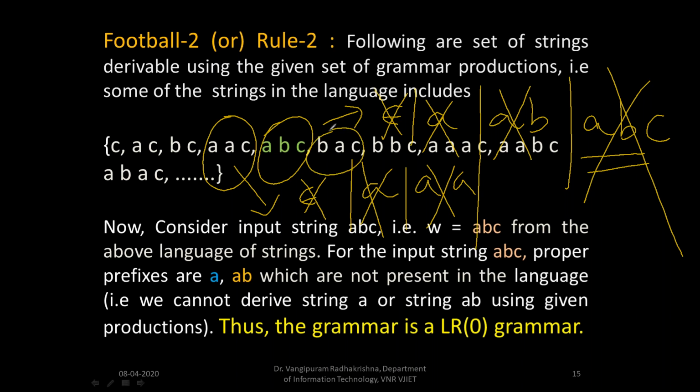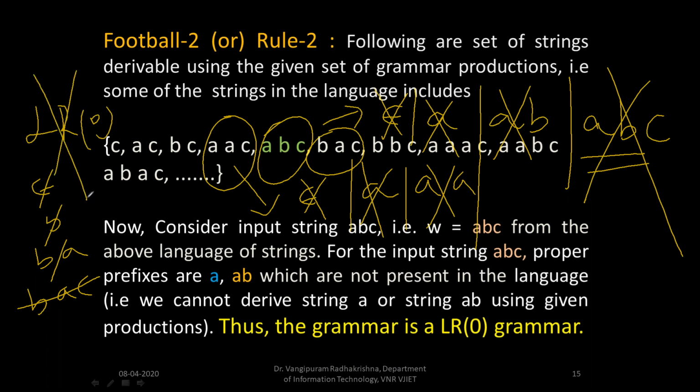Assume that you take BAC as a randomly chosen string, then epsilon is not available, B is not available, BA is not available, BAC itself happens to be the entire string. So the possibility of considering it to be a proper prefix is ruled out. Since there is no proper prefix which we can identify for the randomly chosen string as far as this language is concerned, therefore you cannot say that the grammar is no more LR0.